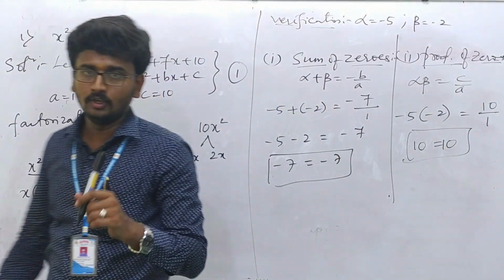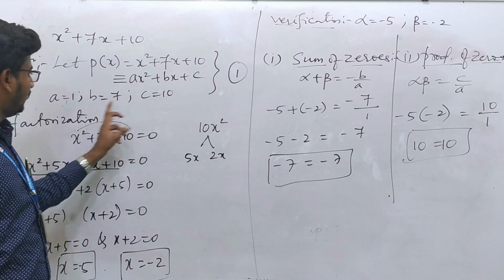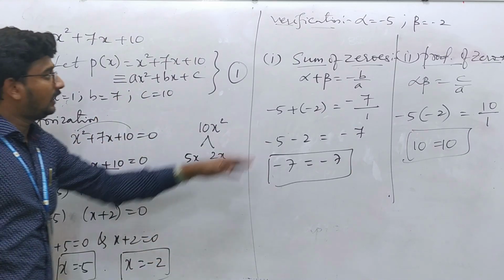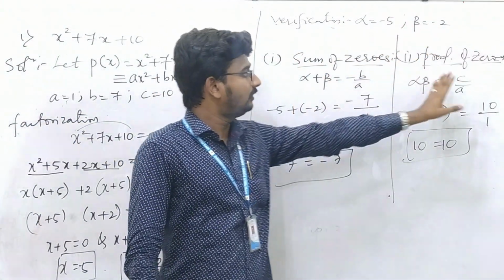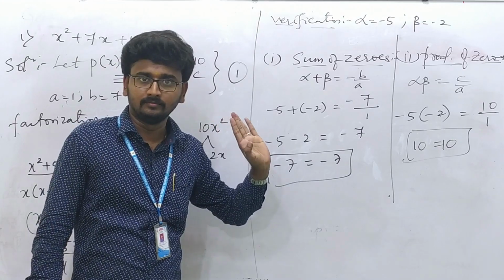So this is how we solve the problem. Write the standard form, mention the a, b, c values, do factorization, you will get the two x values. Take those as alpha and beta and verify with the sum and product of zeros. This is how you have to solve the problems.